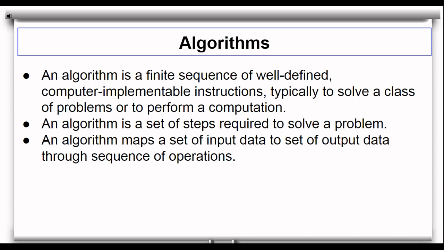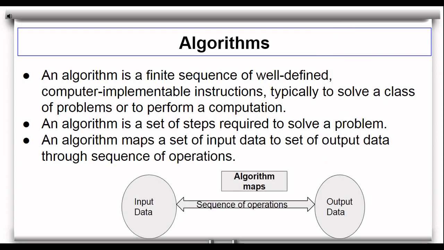What is an algorithm? An algorithm is a set of steps required to solve a problem. Actually, an algorithm maps a set of input data to a set of output data through a sequence of operations. It is a finite sequence of well-defined instructions. We write the algorithm for each and every program before designing and developing. You can write the algorithm using only pen and pencil.